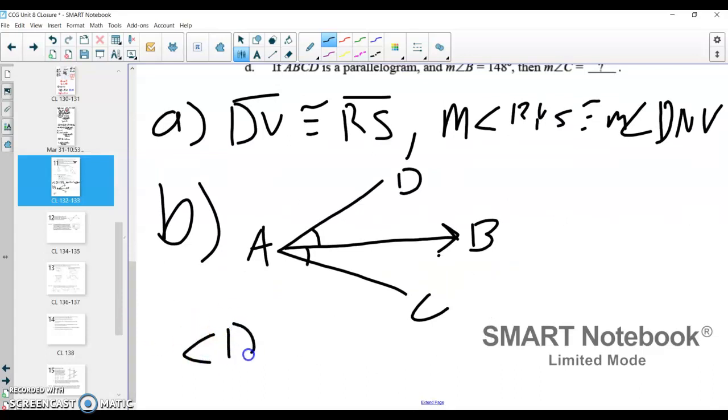angle DAB is congruent to angle CAB, because that angle got bisected, and that's what they're looking for in part B.